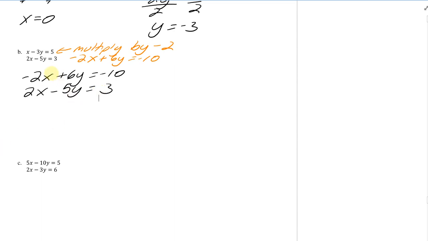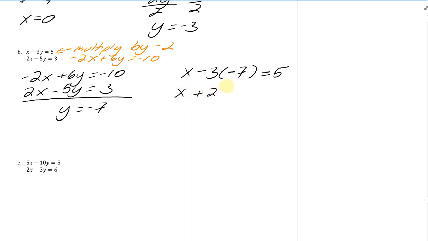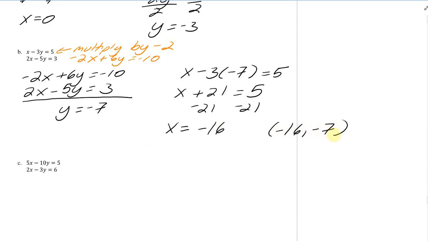And now I've got that relationship that I'm looking for where they're the negatives. So I can add straight down. This one actually works out really nicely because I don't even have to do anything else to solve for y. So I just get y equals negative 7. Now I'm going to plug that back in. So I'm going to plug this into the first equation. So I've got x minus 3 times negative 7 equals 5. So this becomes x plus 21 equals 5. Subtract the 21 from each side, and I get x equals negative 16. So my solution in this case is negative 16, negative 7.